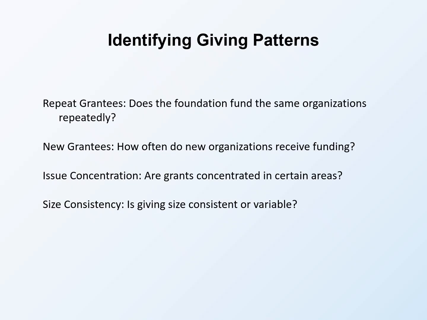Identifying giving patterns from Part 15 analysis reveals important information about foundation behavior. Repeat grantee analysis examines whether the foundation funds the same organizations year after year. Compare grant lists across multiple years. If the same recipients appear repeatedly, the foundation may prioritize ongoing relationships over new grantees. Breaking into such a foundation can be challenging.